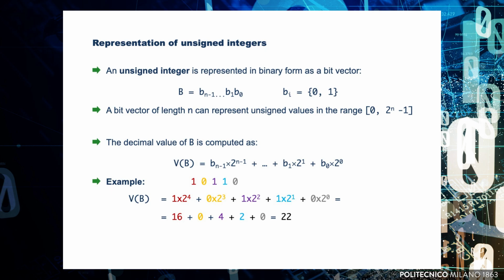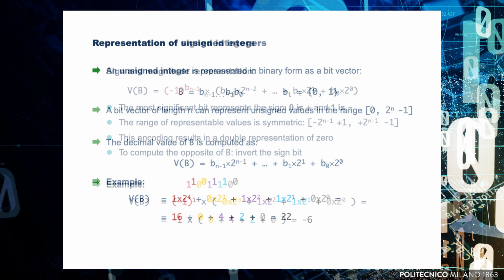Let's consider the example shown here: 1 0 1 1 0. First, note that with 5 bits we can represent unsigned integer values in the range 0 to 2 to the power of 5 minus 1, which is 0 to 31. So, it is easy to compute the decimal value of such a number by multiplying each bit in the vector by the corresponding power of 2. Thus, the result is 22.